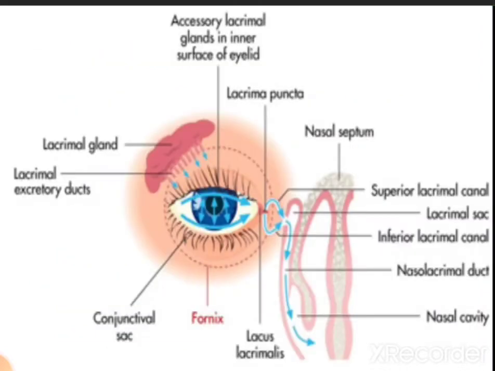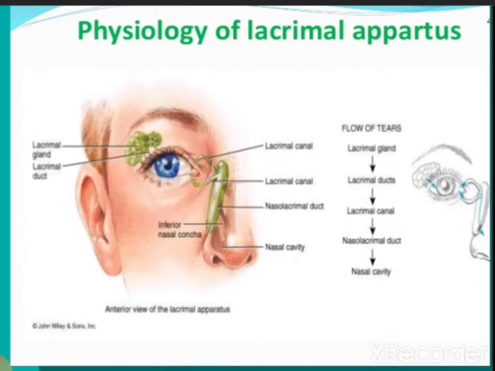So this is the diagram showing you the flow of tears from the lacrimal gland up to the inferior meatus of the nose. Please go through it. Then this is the physiology of the lacrimal apparatus. This is again the flow of tears from the lacrimal gland up to the inferior meatus.